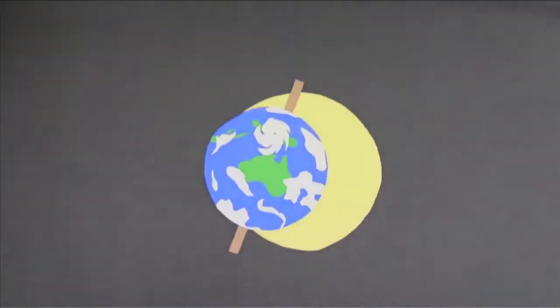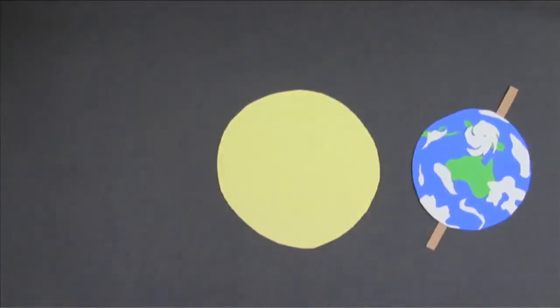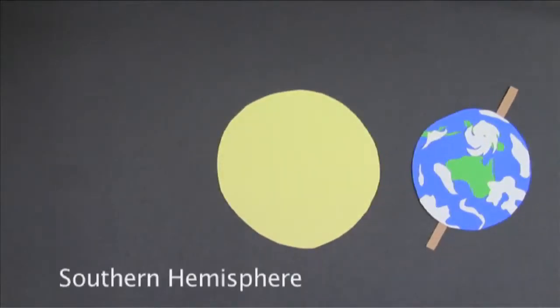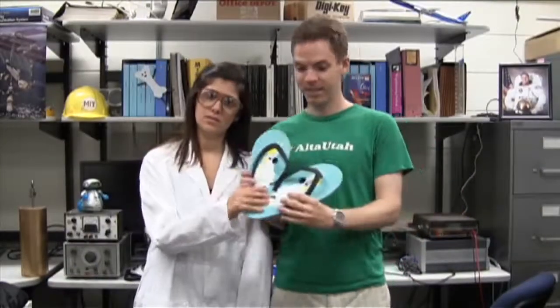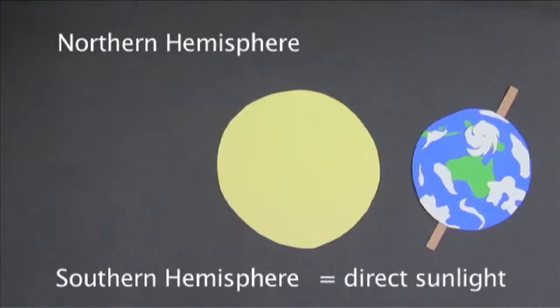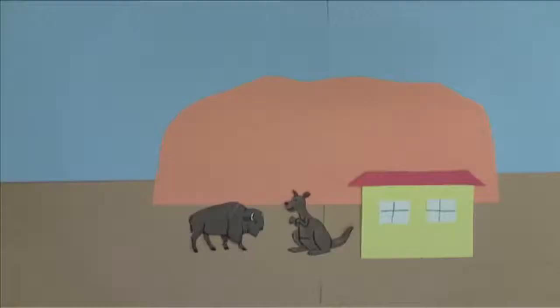Six months later, when the Earth is on the other side of the Sun, we have the opposite. It's the southern hemisphere receiving direct sunlight, so it's summer there. And the northern hemisphere is receiving indirect sunlight, so they're having winter. And now you know the reason for the seasons.